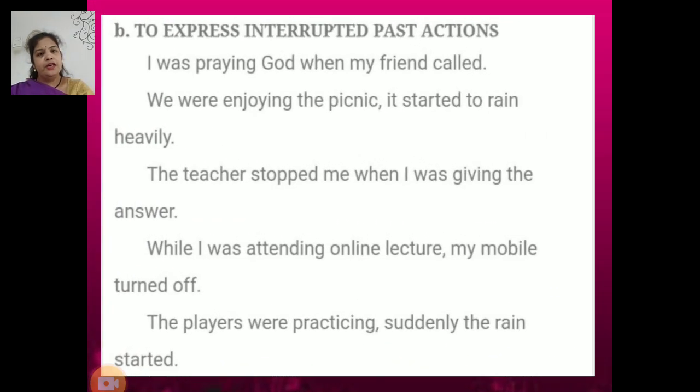We use continuous past tense to express interrupted past actions. For example, I was praying to God when my friend called. We were enjoying the picnic. It started to rain heavily. The teacher stopped me when I was giving the answer. While I was attending an online lecture, my mobile turned off. The players were practicing. Suddenly the rain started.